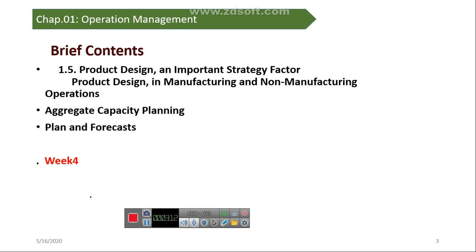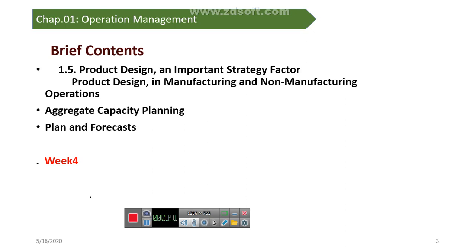Idea generation: supplier, distributor, salesperson, trade journal and other published material. Warranty claim, customer complaints, failures. Customer survey, focus group interview. Field testing, research and developments. So this was the idea generation.